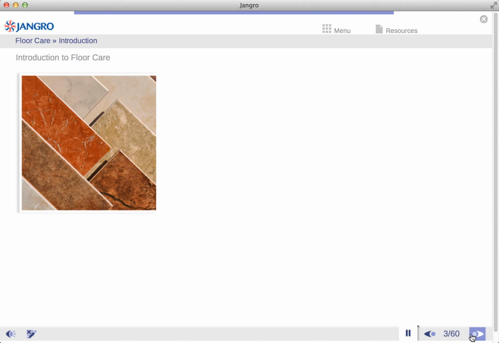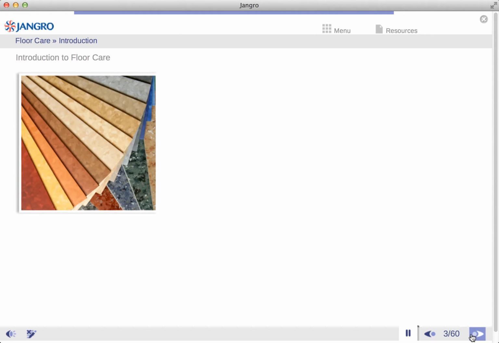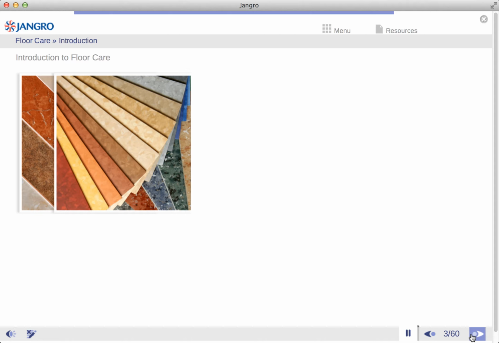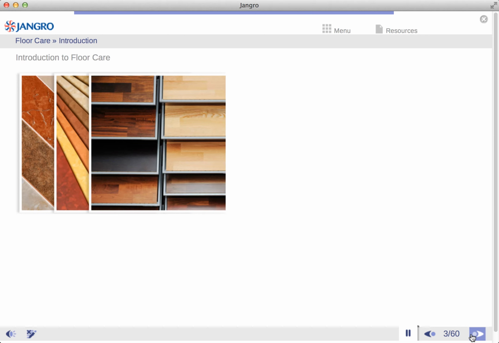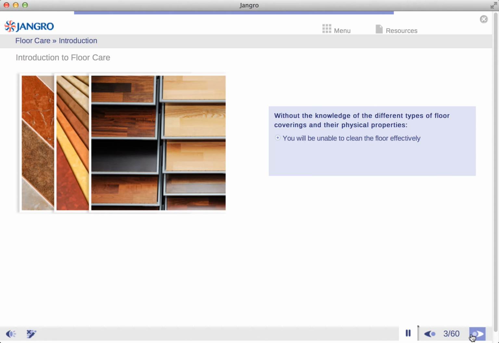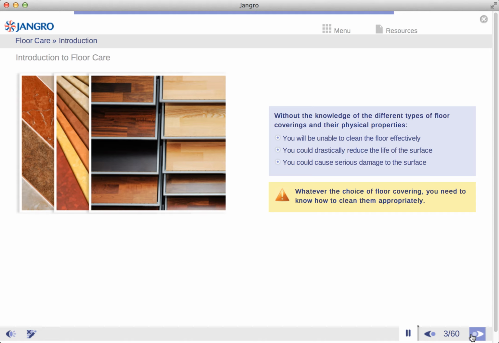Knowledge of the different types of floor coverings and their physical properties is essential when planning their cleaning and maintenance. Without this knowledge, not only will you be unable to clean the floor effectively, you could also drastically reduce the life of the surface and, in extreme circumstances, cause serious damage to it. Therefore, whatever the choice of floor covering, you need to know how to clean them appropriately.